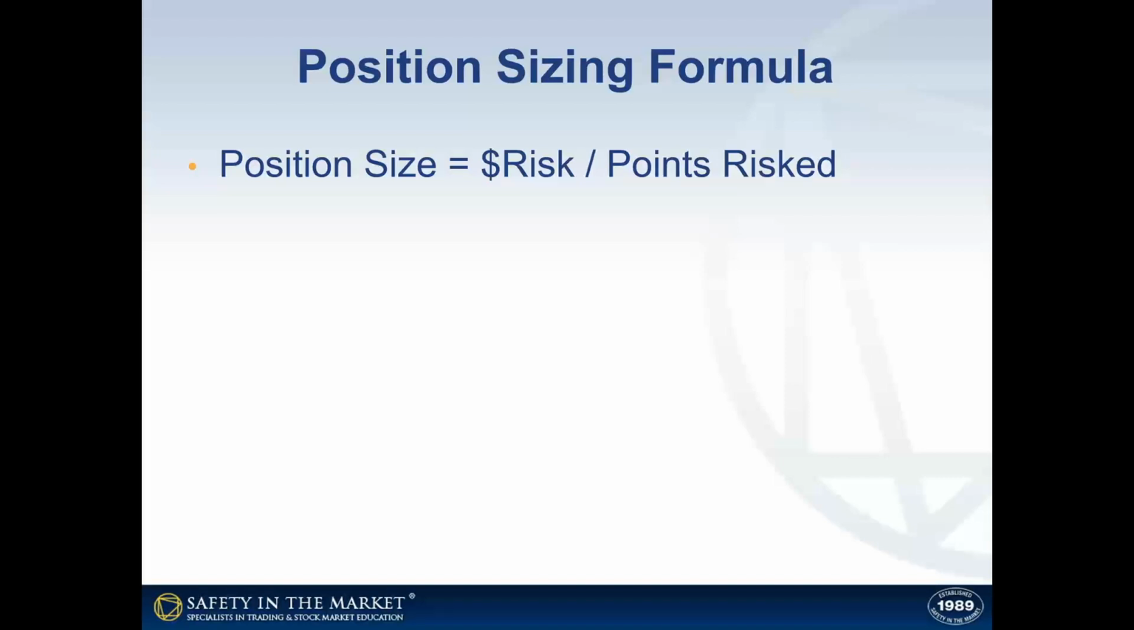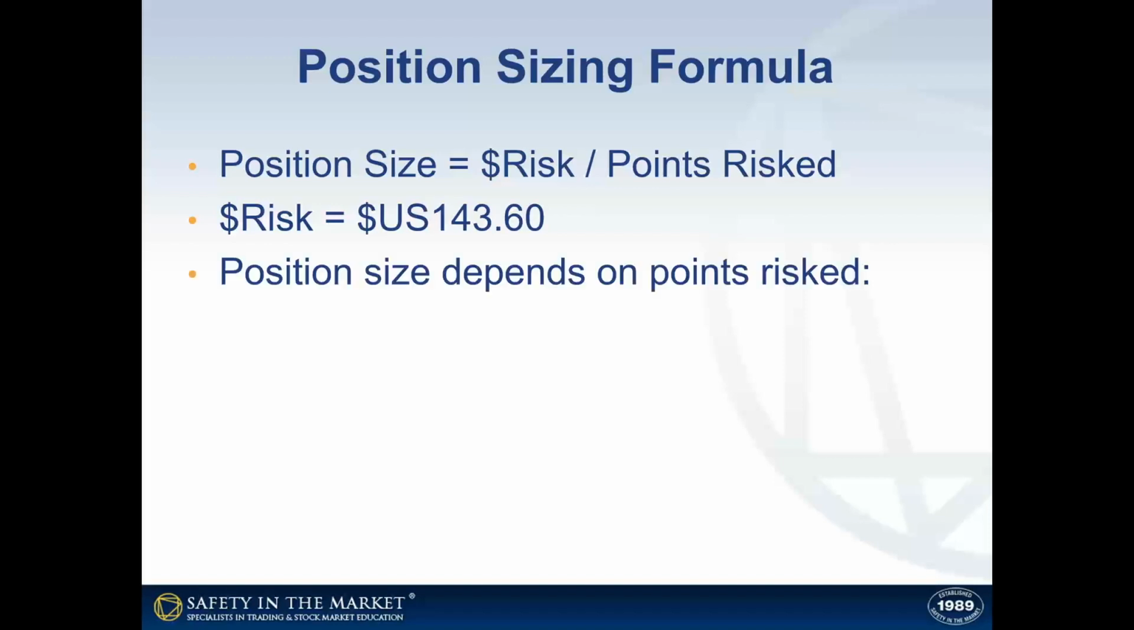So here's our position sizing formula. Position size equals your dollar risk divided by your points risked. So dollar risk divided by points risked. We have one of these figures already. We know that our dollar risk is going to be 143.6. So the position size, therefore, is going to depend on the points that are risked.